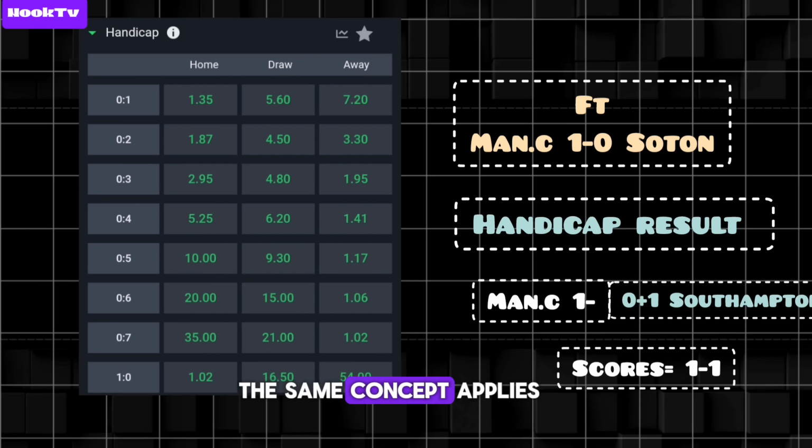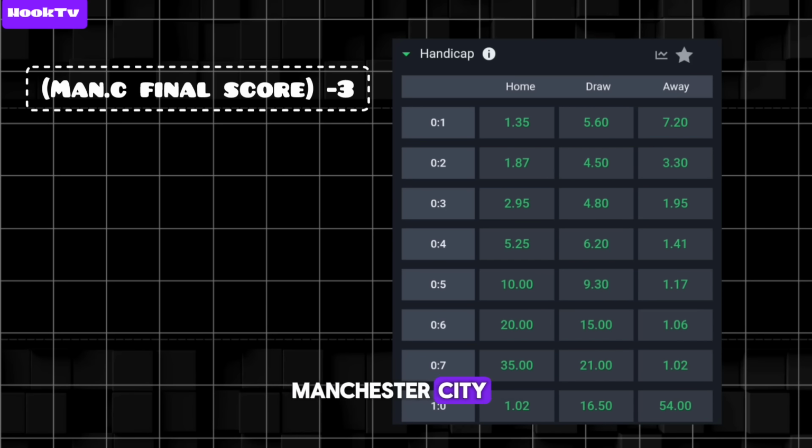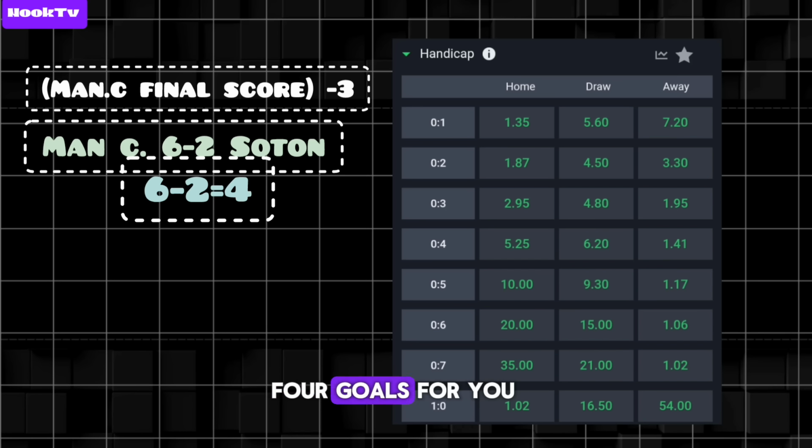The same concept applies to other European handicap bets. For example, with a 0-3 handicap, if you pick the home team, Manchester City, it means you're giving Manchester City a -3 goal disadvantage. For you to win this bet, Manchester City must still be in the lead after 3 goals are subtracted from their final score. So, they need to win by at least 4 goals for you to win.